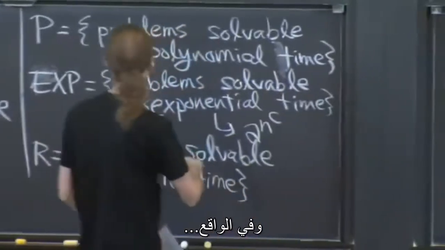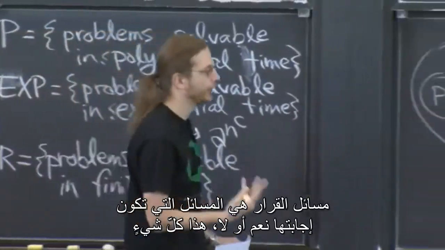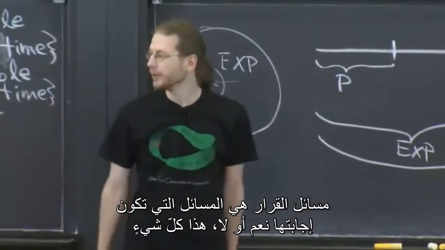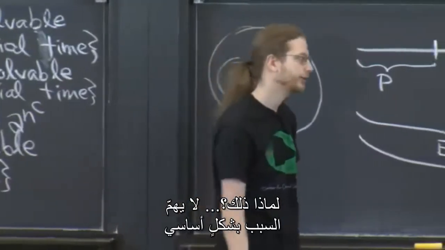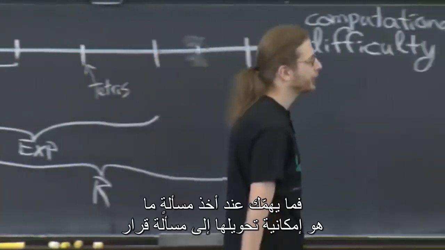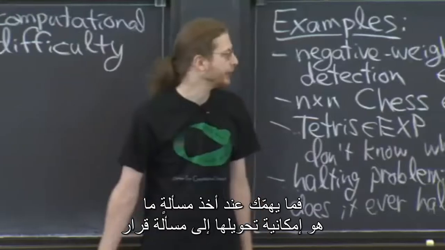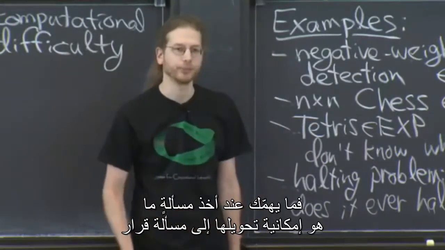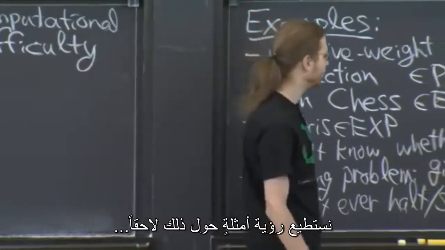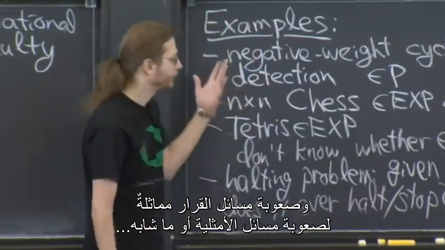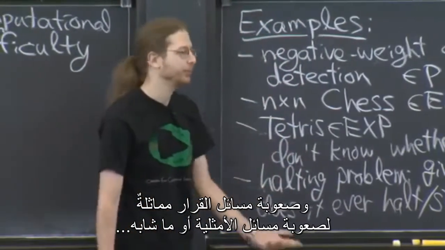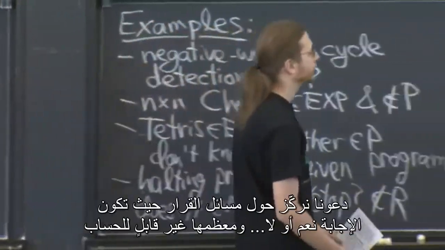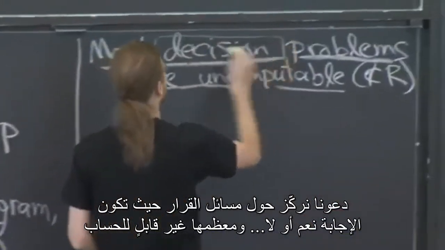And in fact, decision problems are ones where the answer is yes or no. That's all. Why? Essentially because it doesn't matter. If you take a problem you care about, you can convert it into a decision problem. We can see examples of that later. But decision problems are basically as hard as optimization problems or whatever. OK, but let's focus on decision problems. The answer is yes or no.